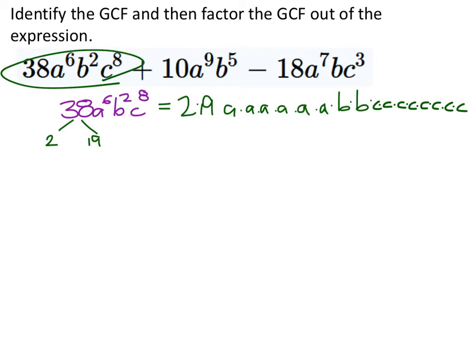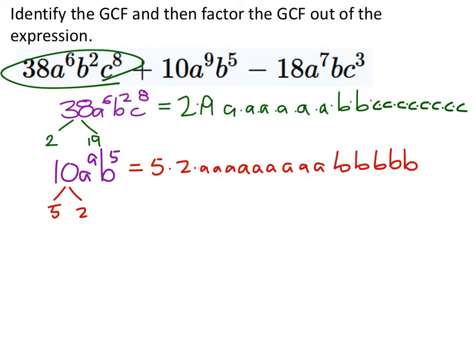Next up, let's look at 10 a to the ninth, b to the fifth. 10, I would say let's break that up into 5 and 2. And those are prime, just like the 2 and 19 were. So we can't really factor that out anymore. So we're going to break this up into 5 times 2. We got 9 a's and 5 b's.